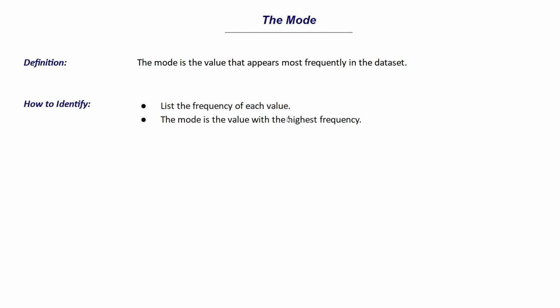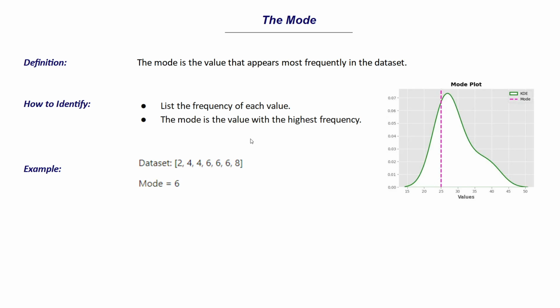Let's say that we have values from 1 to 10, and one has appeared one time, two has appeared 10 times, three has appeared five times, and so on. So that's what we mean by the frequency of each value, basically how many times each value has appeared. And mode is the value with the highest frequency. So in simple words, you take a data set, try to see which value has appeared the most number of times, and that's going to be your mode.